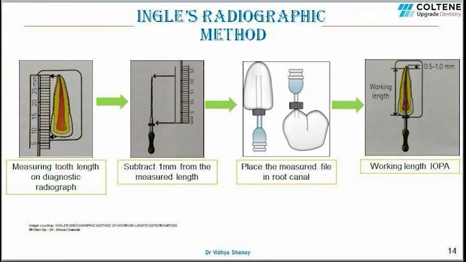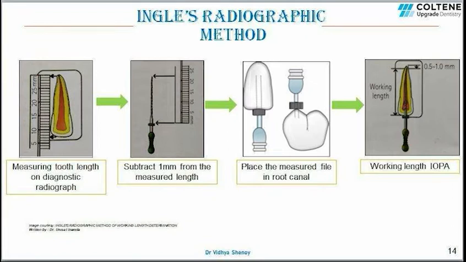This is done for two reasons. One is that the minor constriction is present short of the radiographic apex. Second reason is to compensate for radiographic image distortion. After this, the measurement is transferred onto an endodontic file, which is then placed inside the root canal, and a working length IOPA is taken.